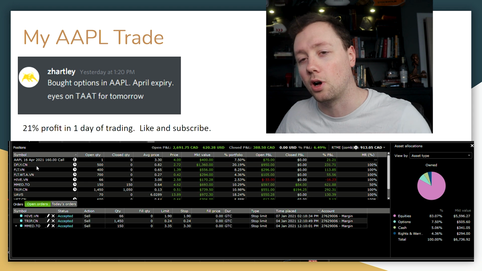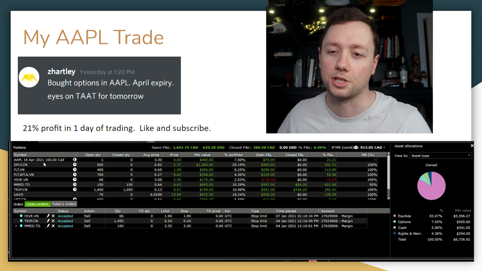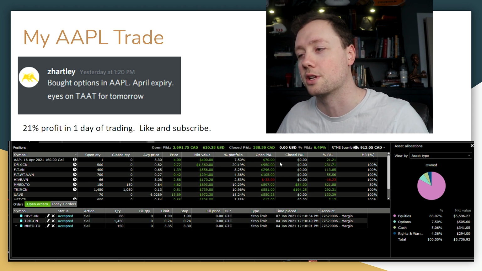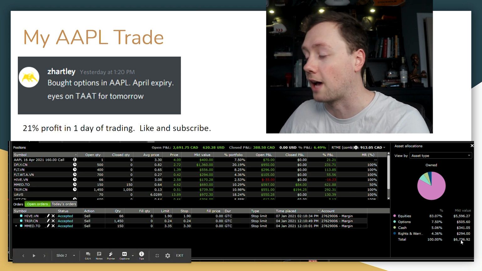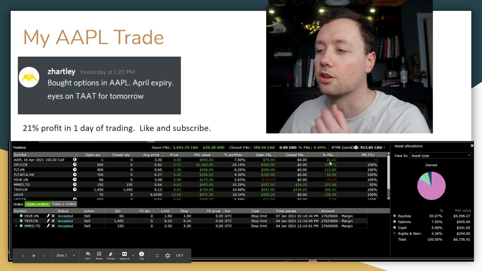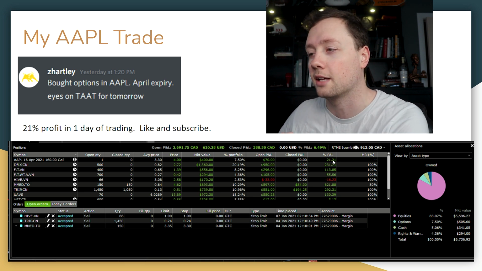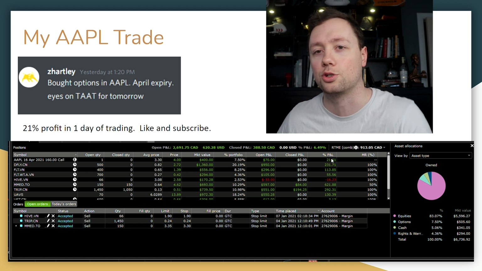And so the Apple options that I bought were for an expiry of April 16th. Those $160 call options. And this is what the small account challenge portfolio looks like right now. Current value of the portfolio is $6,700. And on these options, just one day later, we're currently up 21.21%.